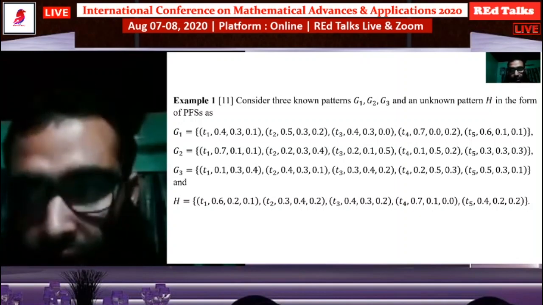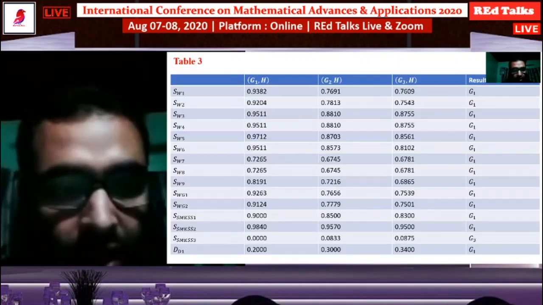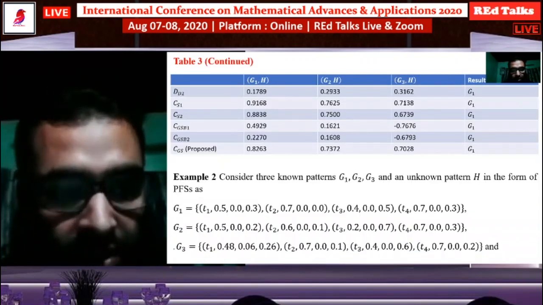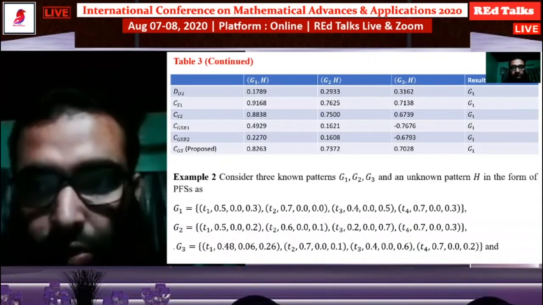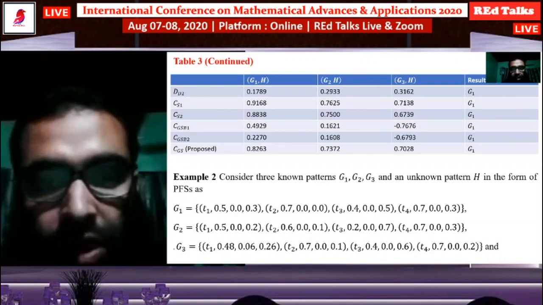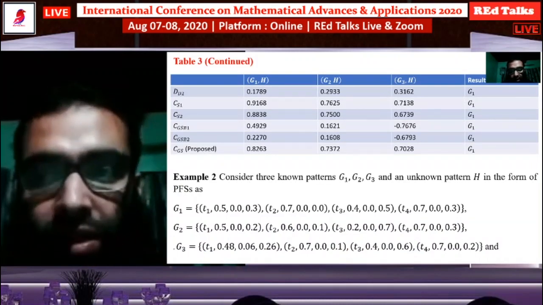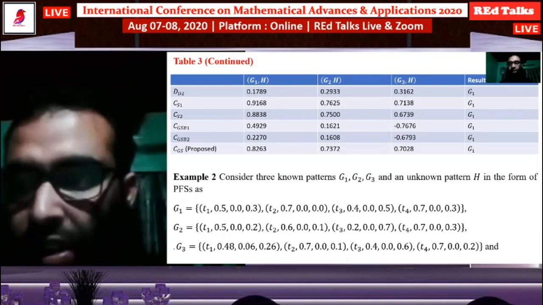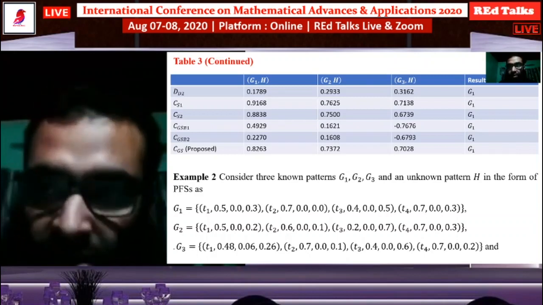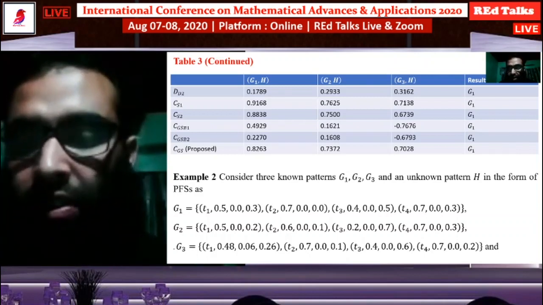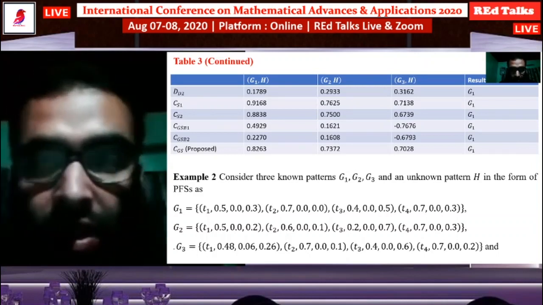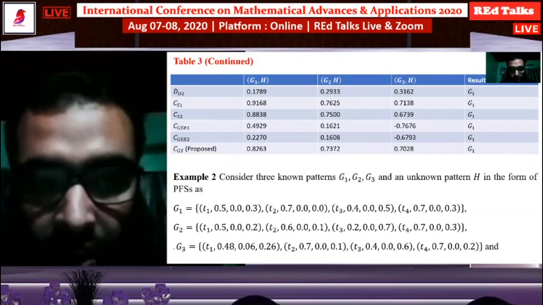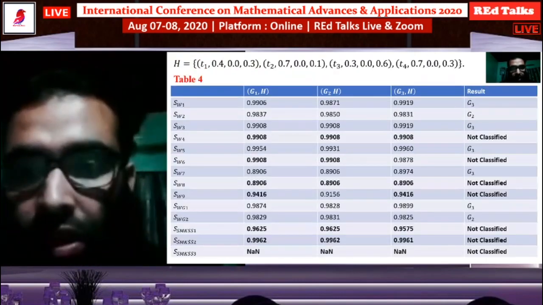Now, example 1. We have 3 known patterns and an unknown pattern H. When we apply the various existing picture fuzzy compatibility measures, we see that most of them assign the unknown pattern H to the given known pattern. Our proposed similarity measure also assigns the unknown pattern to the same known pattern. That means our proposed measure is consistent with the existing picture fuzzy measures. Now, example 2, this is also related to pattern recognition.